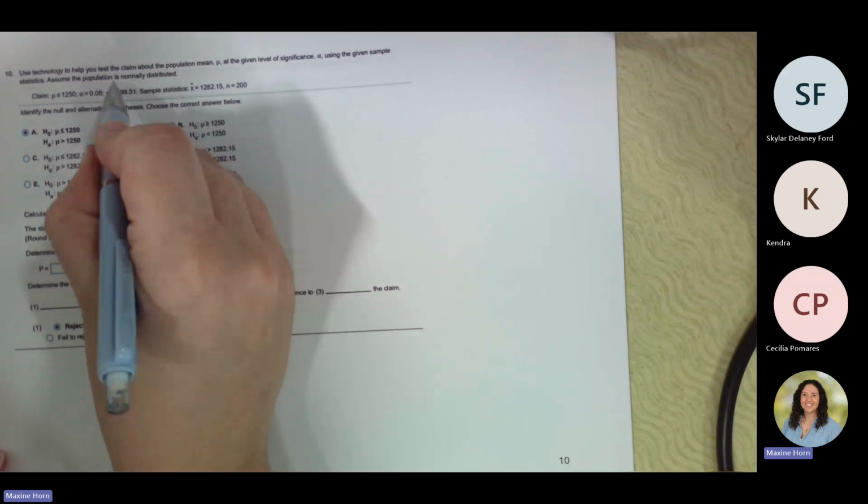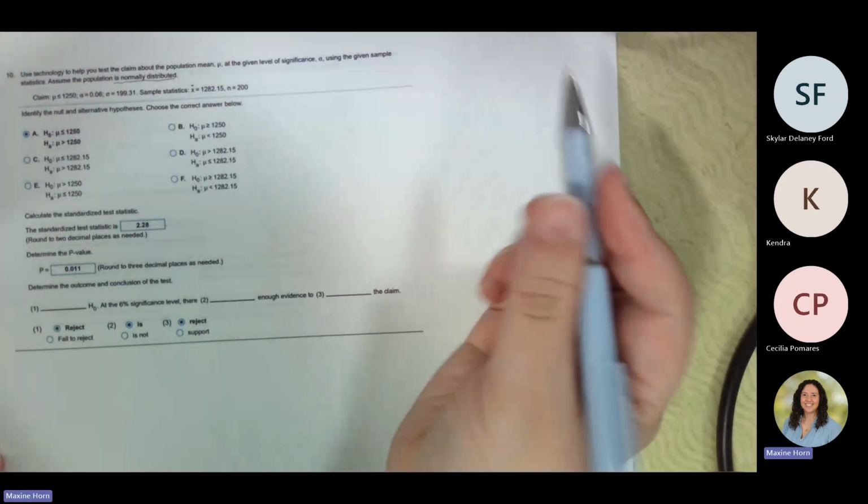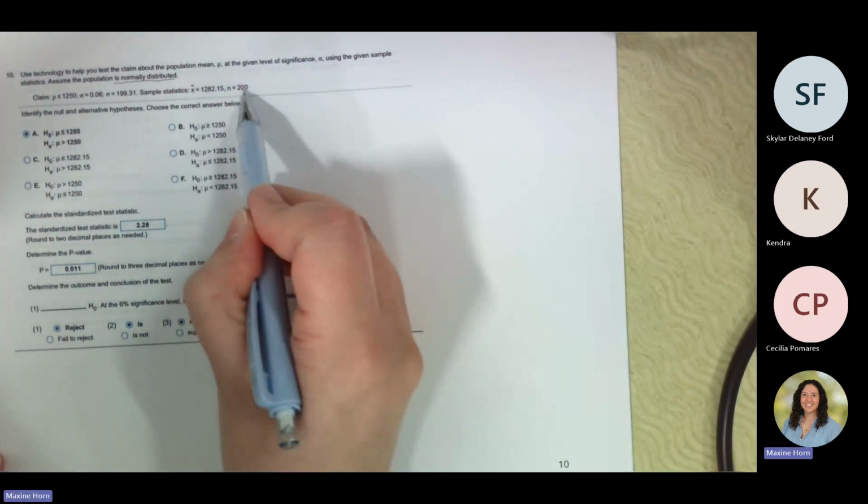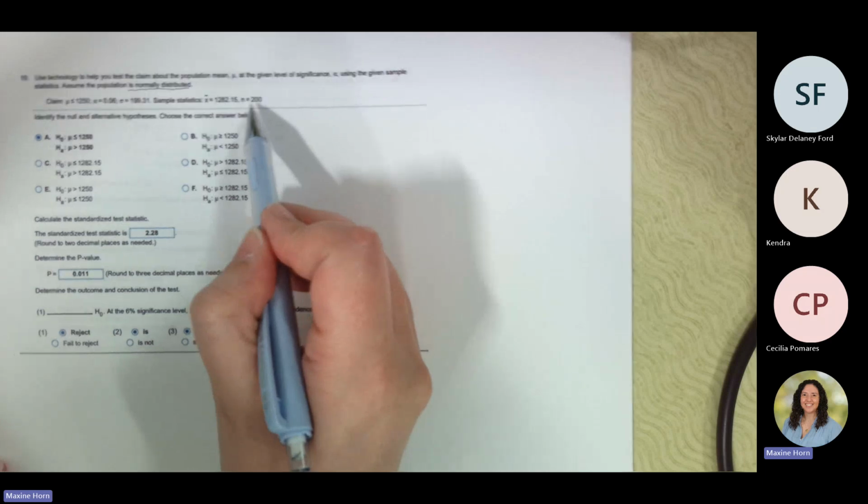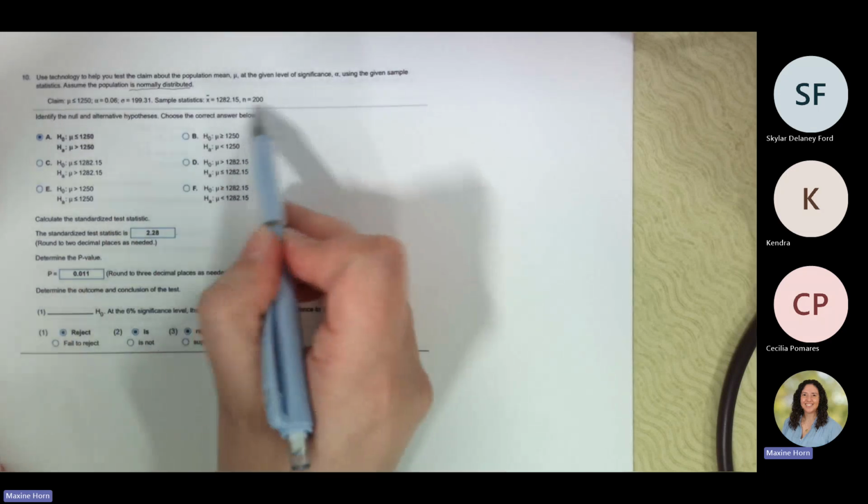Okay, use technology to help you test the claim about the population mean mu at the given level of significance alpha. Using the given sample statistics, assume the population is normally distributed. If we look at our sample size, we don't have to rely on it being normally distributed because our n is greater than or equal to 30. So that's nice. We're going to do the same process we did before.